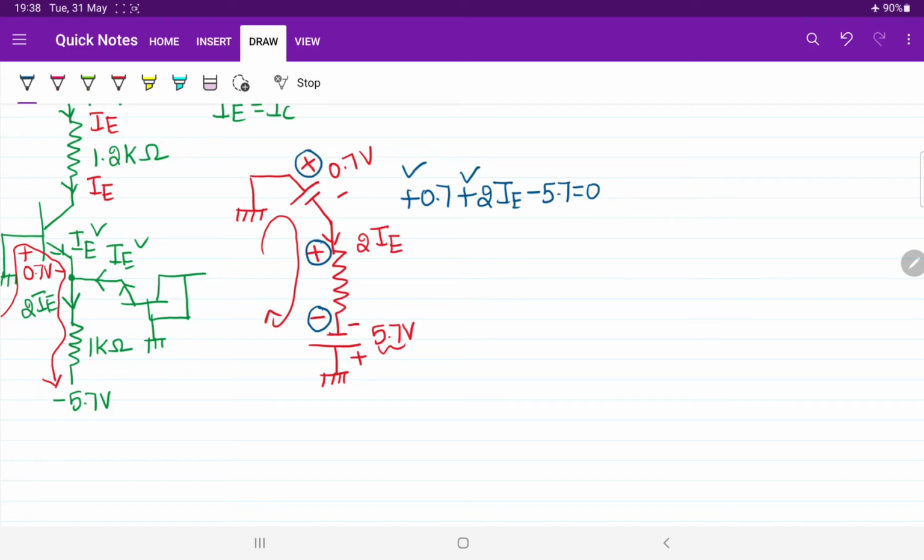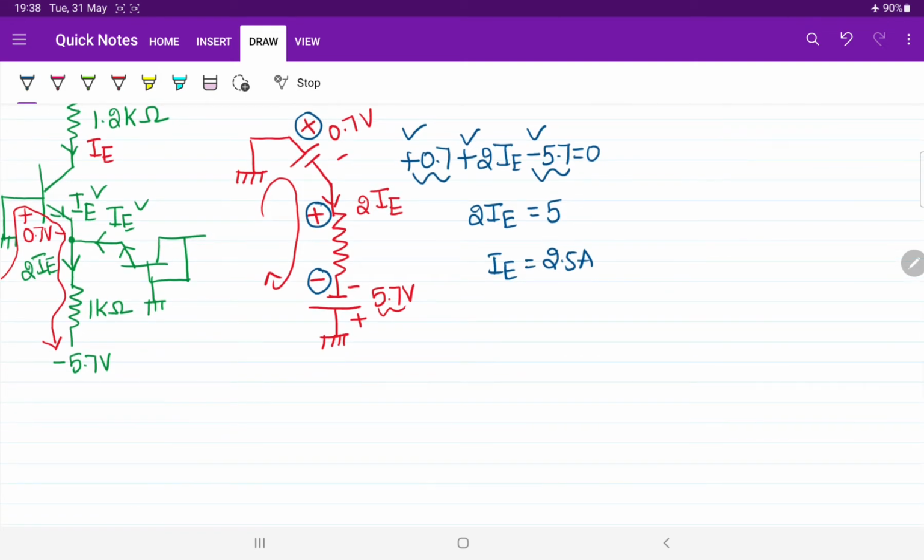So plus I put minus here. Now let us reduce this. Plus 0.7 minus 5.7 will give you minus 5. From that I can say 2 times IE equal to 5, or the value of emitter current will be equal to 2.5 ampere. So we understood this. Okay.